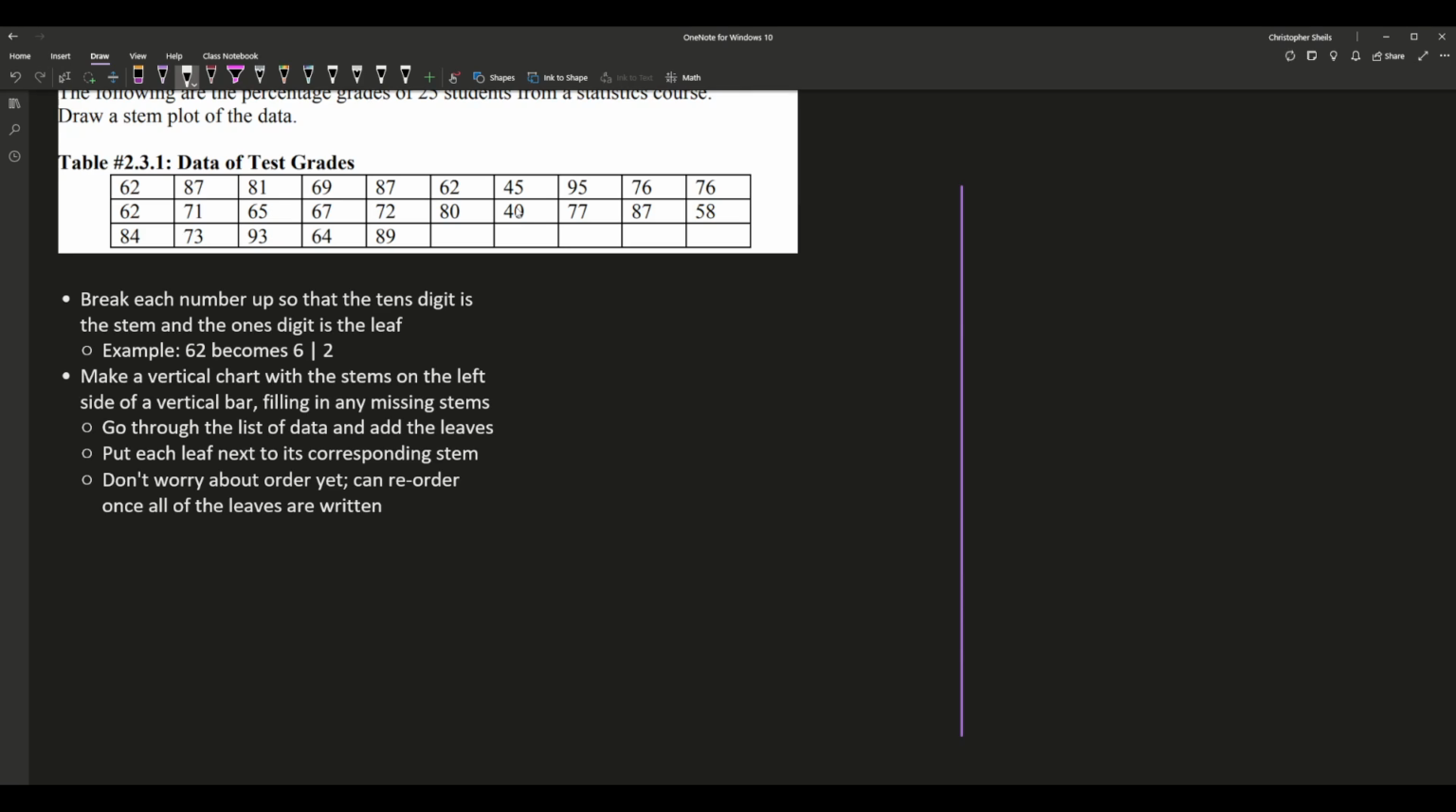So let's look at this. I see a 40 looks to be the lowest grade in this set of grades, and I see a 95 is the highest grade. So my first stem is going to be a 4. Then I'm going to account for this 40 here, so I'm going to cross this 40 out, and I'm going to write the 0 on the right-hand side.